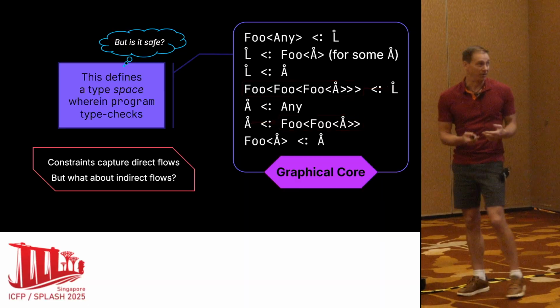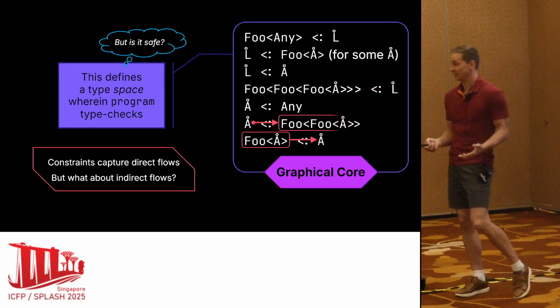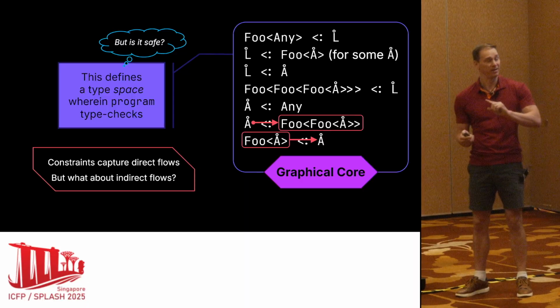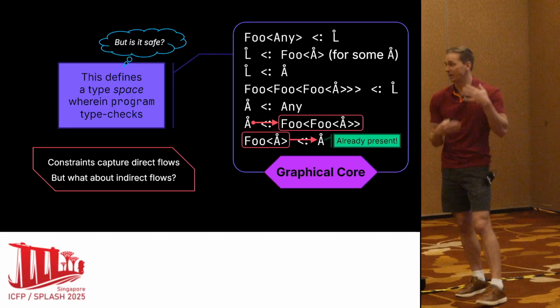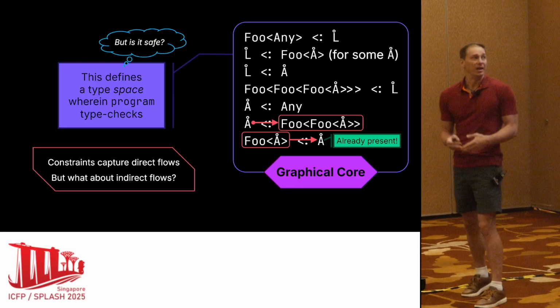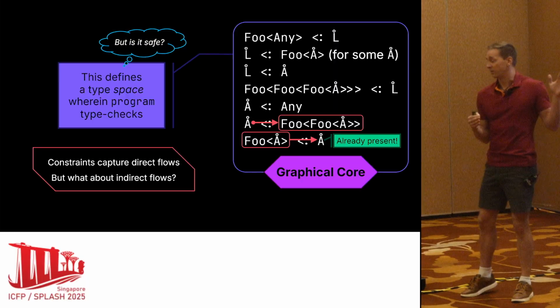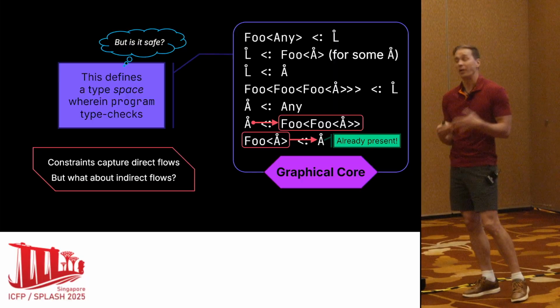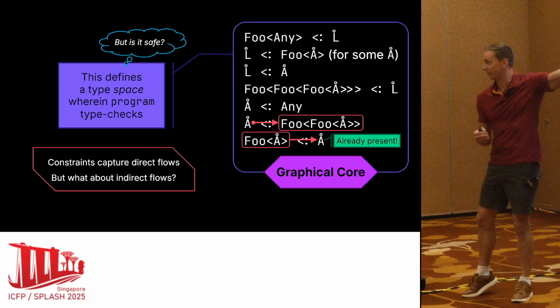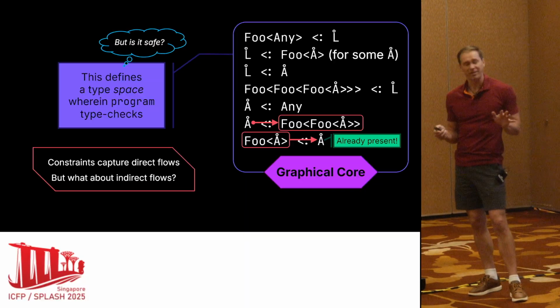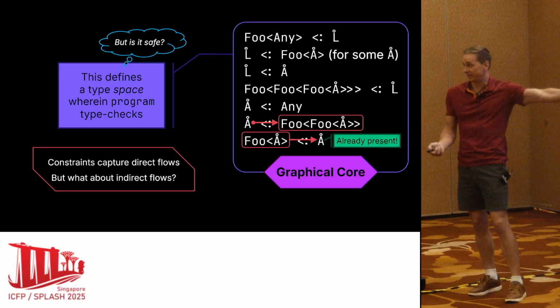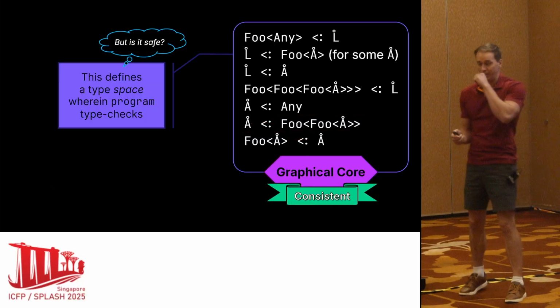And then here, I learned that foo of A needs to be a subtype of A. Oh, but in that last case, I already know that. That's already present in my constraint system. And I've reached a state wherein all the subtypings required for these indirect flows are in fact implied by the constraints I've derived. As such, we call this graphical core consistent.